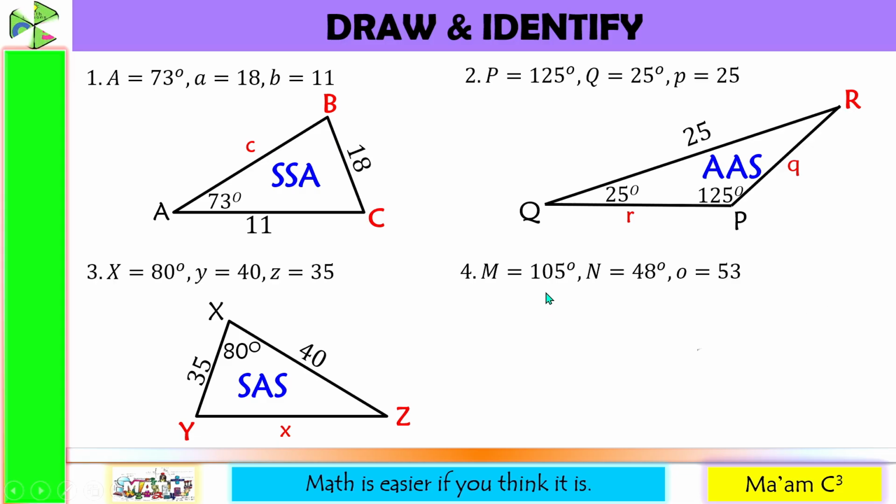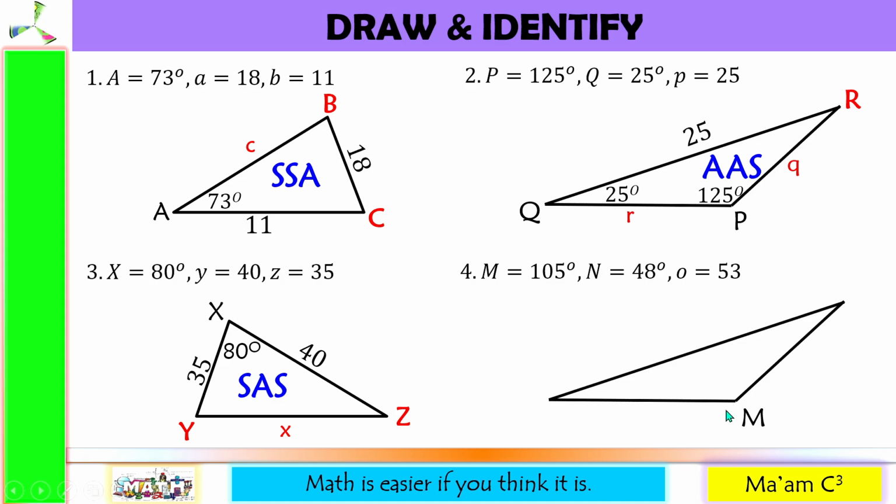Once again, I have an obtuse angle here. I'll put it here, angle M, 105 degrees. And then I will label this as N, and this is 48 degrees. While 53, side O, would be this side. Why? Because this is side M, while this one is side N. So if this is side O, then this one is angle O. So what do we have here? I have here an angle, a side, and an angle, ASA.